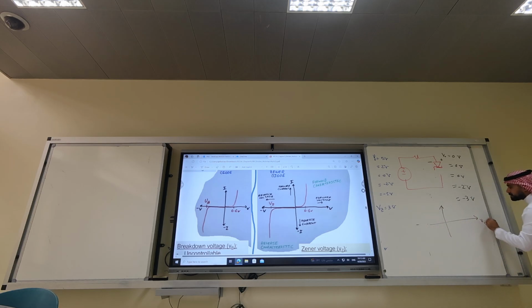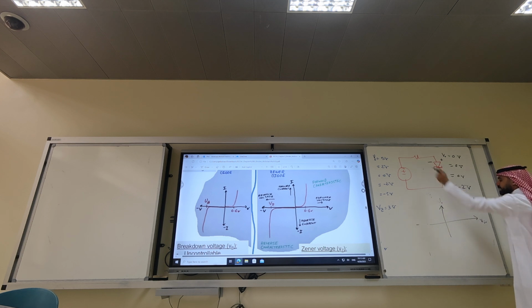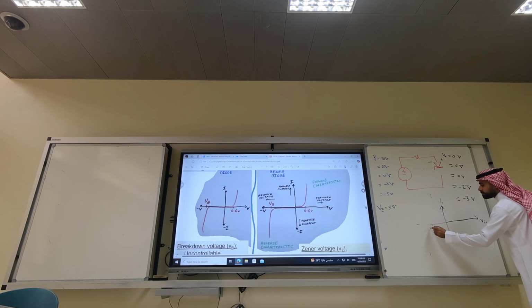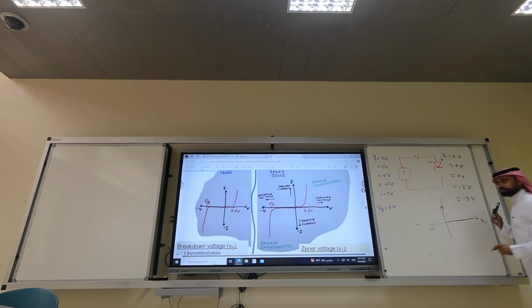Again, plot input output characteristics. So this is V input, this is V output. Anything above 0, it will be short circuit, or you can do 0.7. But to make it simple, let's use 0. If I apply a negative voltage up until minus VZ, what will be the output? Linear.